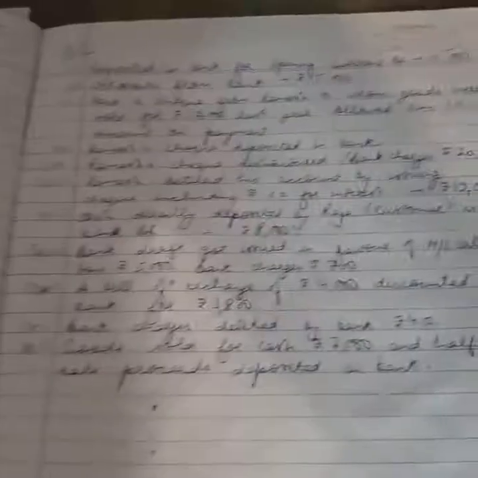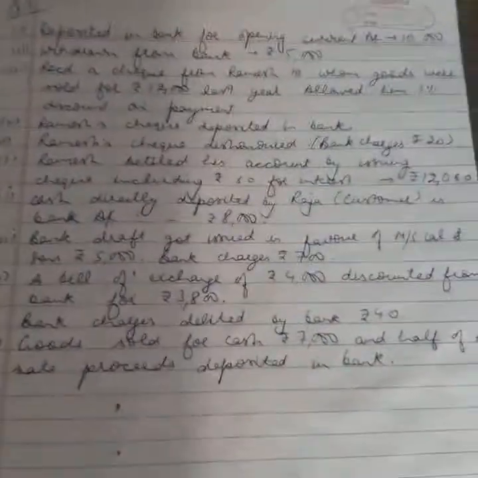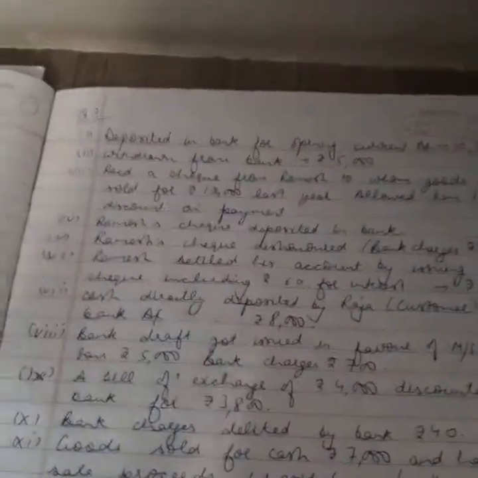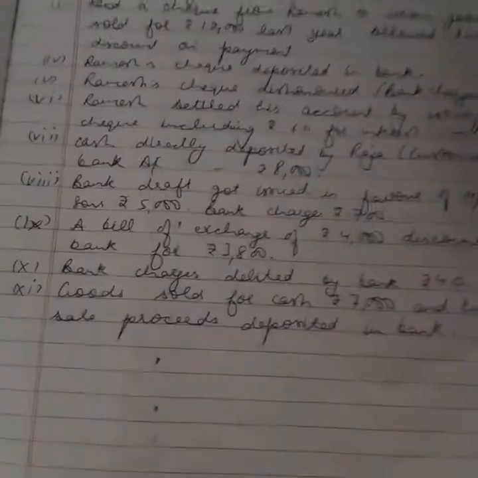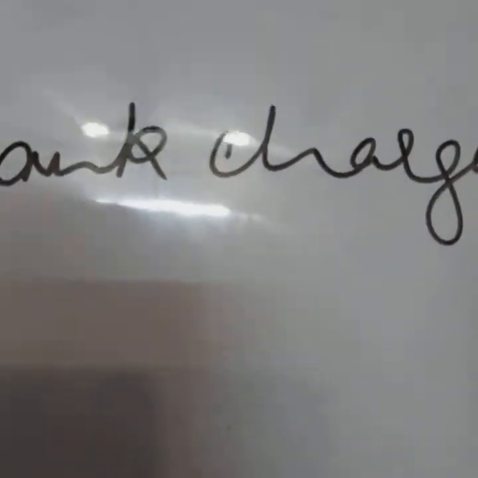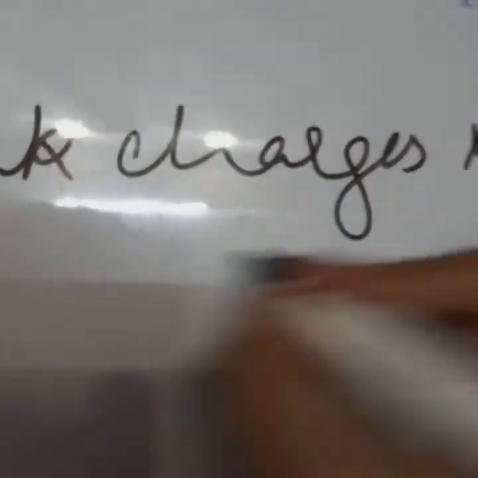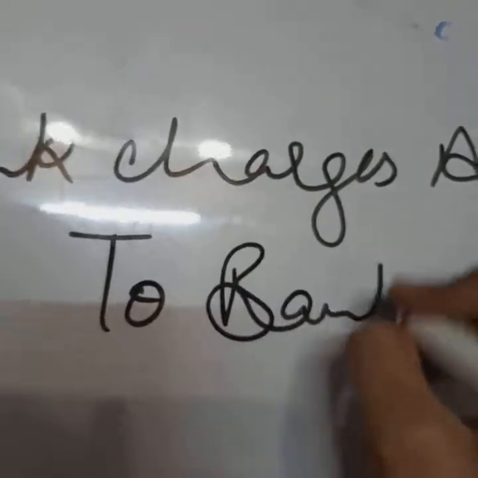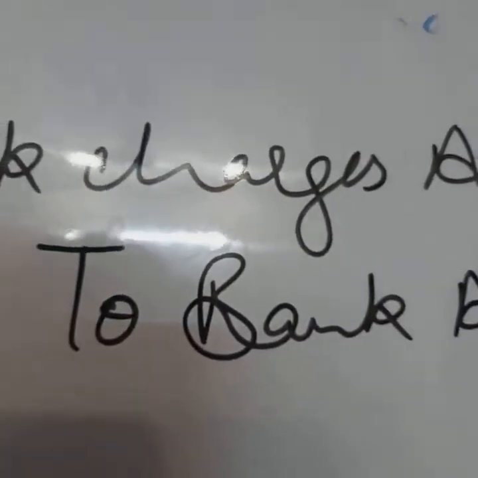Next point is bank charges debited by bank with rupees 40. So bank is deducting bank charges. So the entry will be, bank charges is our expense, students. So the entry will be bank charges account debited with rupees 40. Bank will deduct it from our bank account. So to bank account with rupees 40.